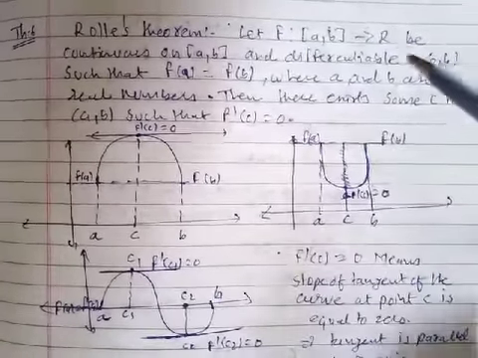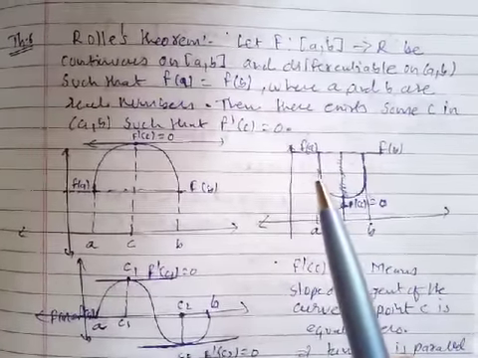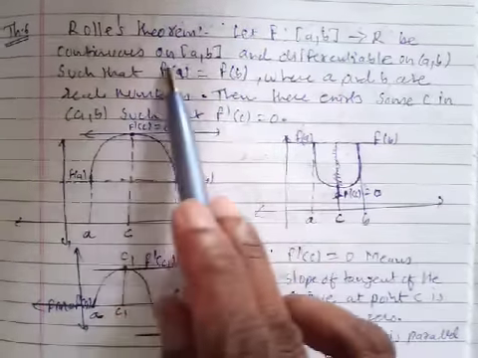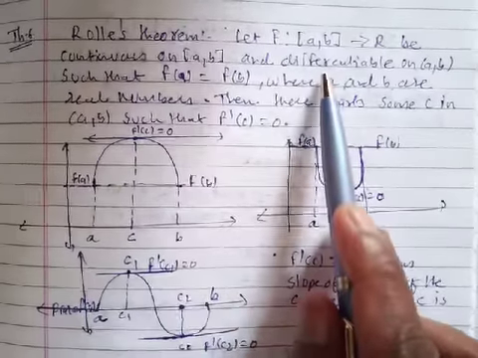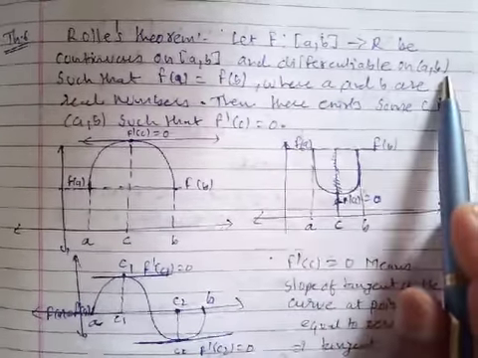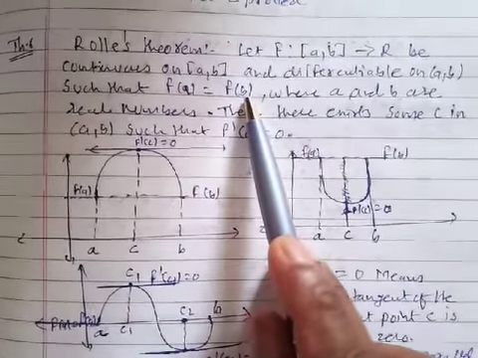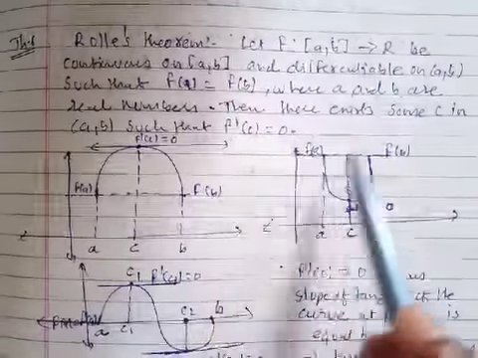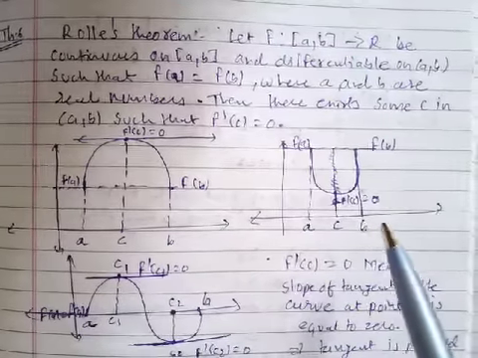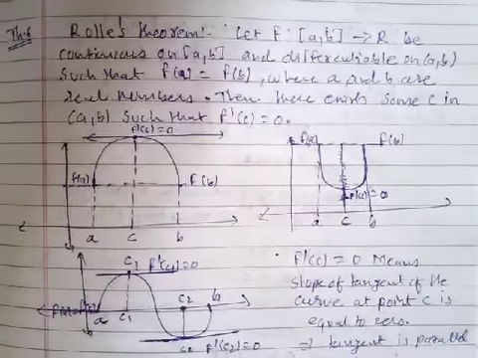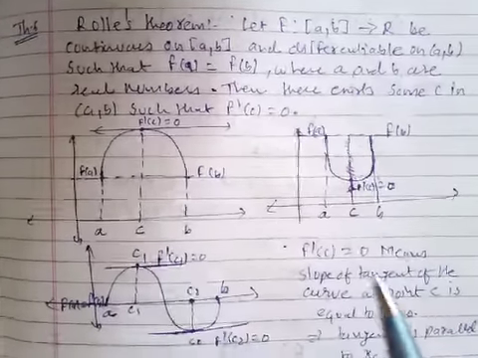So what are the sufficient conditions? First we have to look that f should be continuous on a closed interval. The function should be continuous on the closed interval [a, b]. Second, it should be differentiable on the open interval (a, b). And third condition, f(a) is equal to f(b). Then there exists c belonging to the open interval (a, b) such that f'(c) will be equal to 0. Got it? This is simple.